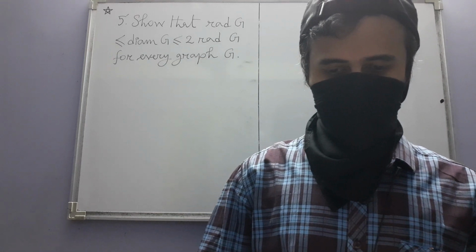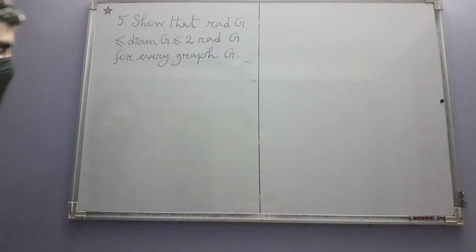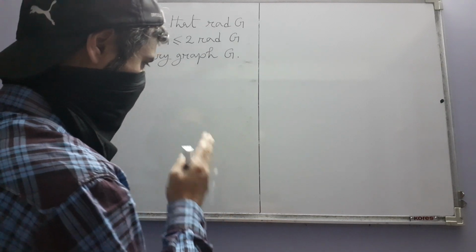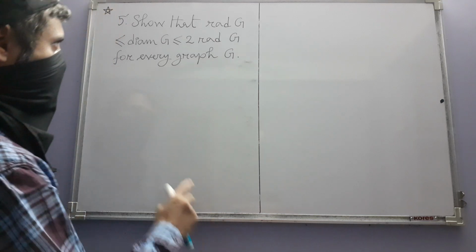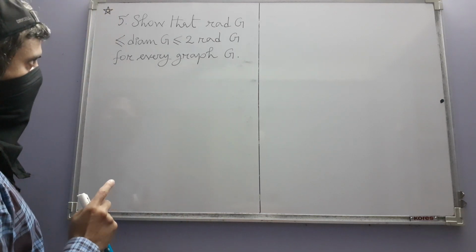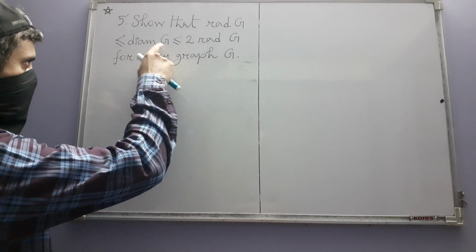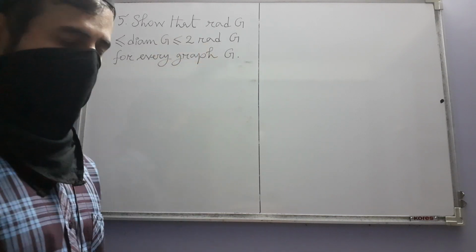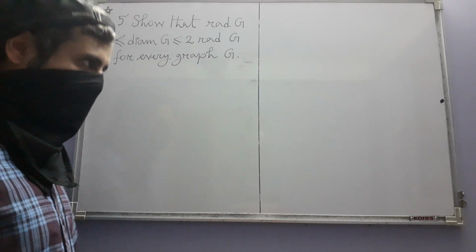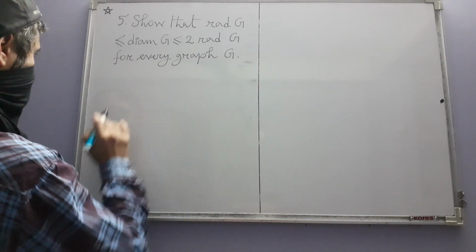Okay, so exercise 5. Now here we have to prove, and in fact this was mentioned when we were going through this part in the text, that the radius of any graph is less than or equal to its diameter, which itself is less than or equal to 2 times the radius. So let's see how this can be proved.